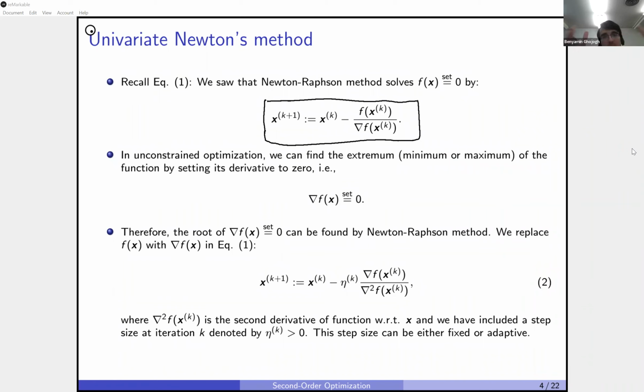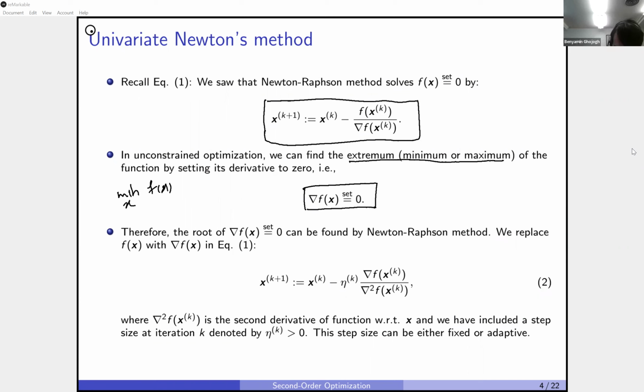forget about Newton-Raphson. Assume you have an unconstrained optimization: minimize f of x with respect to x. In order to find its minimum or maximum, or its extremum, what do we do? What we learned in high school: take the derivative, set it to 0. This simple idea of taking the derivative and setting it to 0 for finding the extremum of the function is also called the first order optimality condition.